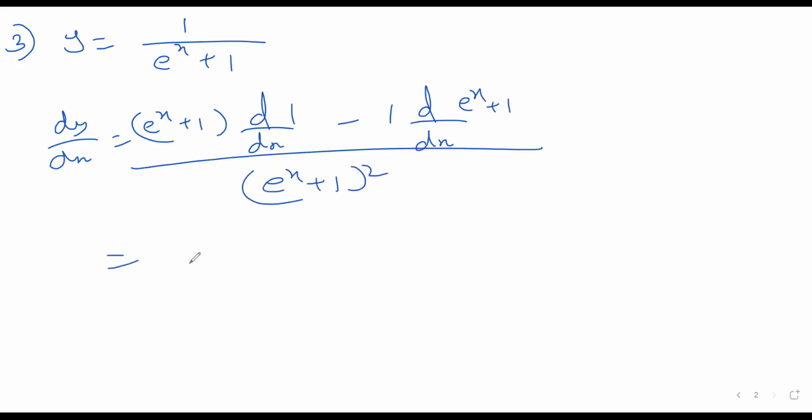ये 1 का डेरिवेटिव तो 0 होता है, तो this is all 0 minus d dx of e raised to x का है e raised to x, d dx of 1 is again 0, so this will only remain e raised to x upon e raised to x plus 1 whole bracket square. This is your answer. This is 0, d dx of e raised to x is e raised to x, d dx of 1 is 0, so e raised to x plus 0 will remain e raised to x. This is your answer.